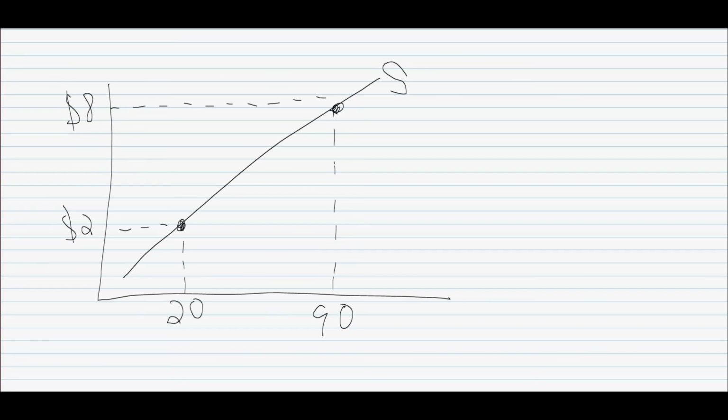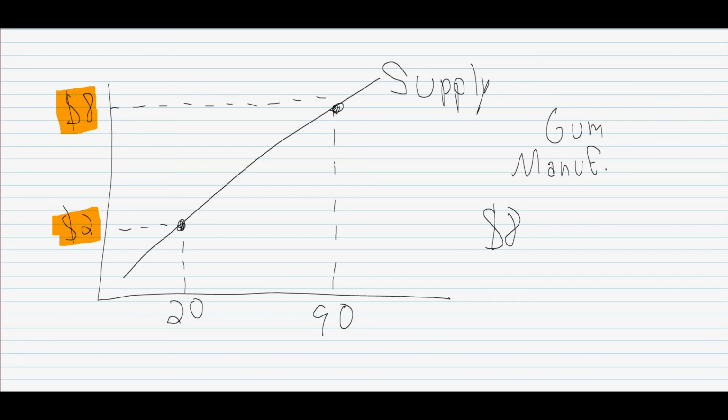So here's what the supply curve is. The supply curve is in terms of the producer, the person supplying it. So let's call this the gum manufacturer. I'm going to abbreviate it manuf. The manufacturer, the guy who makes the gum. So if the guy who makes the gum can sell the gum for $2, he's going to make less gum than he can sell for $8. Because let's think about it. If you're the one selling the gum, would you rather sell it for $8 or $2? Obviously, when you're selling it, you want the higher price.